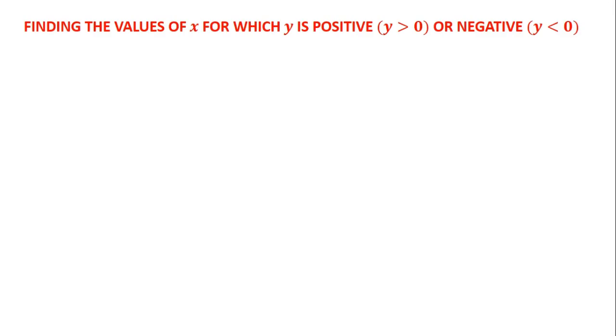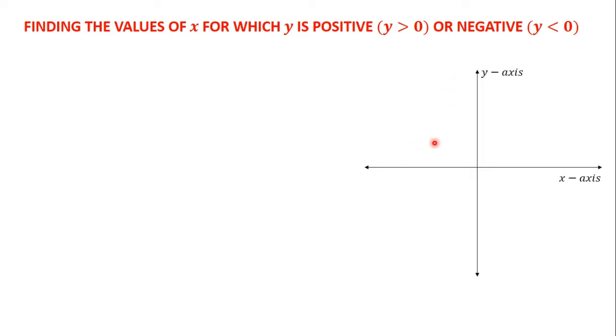Finding the values of x for which y is positive, that is y is greater than 0, or negative, that is y is less than 0. So we are going to learn how to use the graph of a quadratic function to find the values of x for which the function y will give us a positive value, that is values of y greater than 0, or a negative value, that is values of y less than 0. Let's learn how to do that.